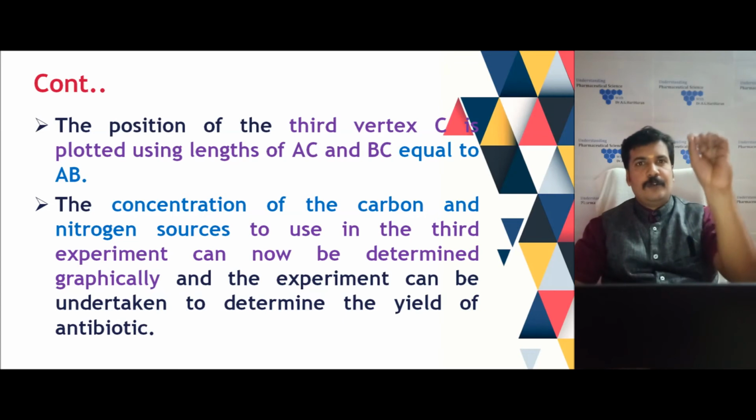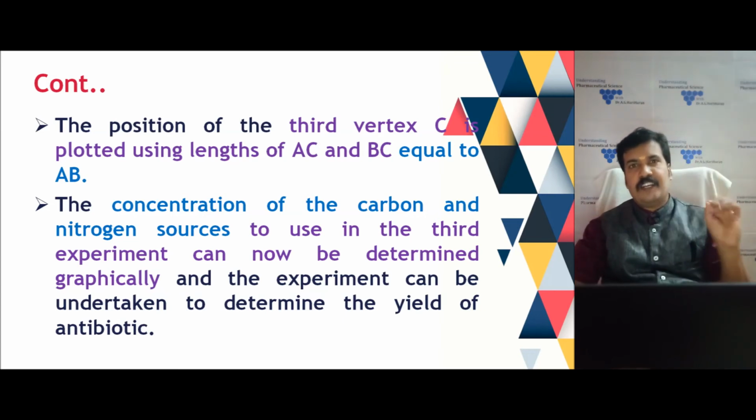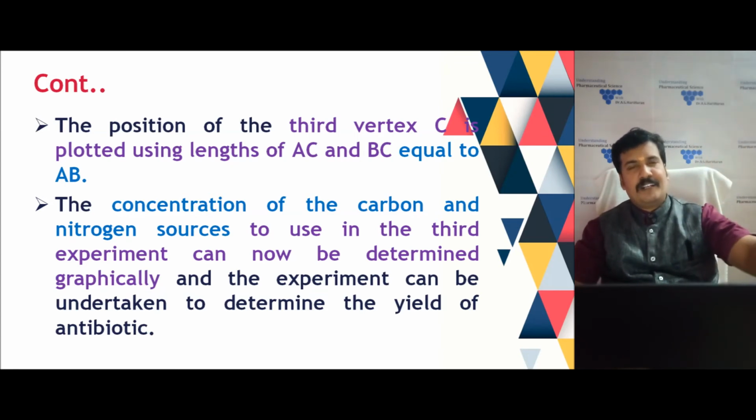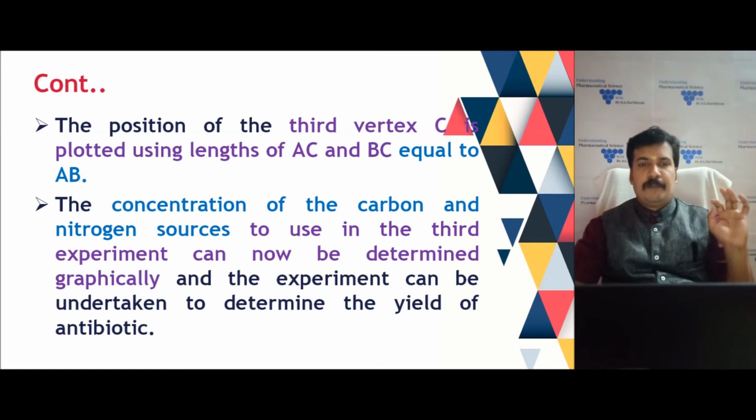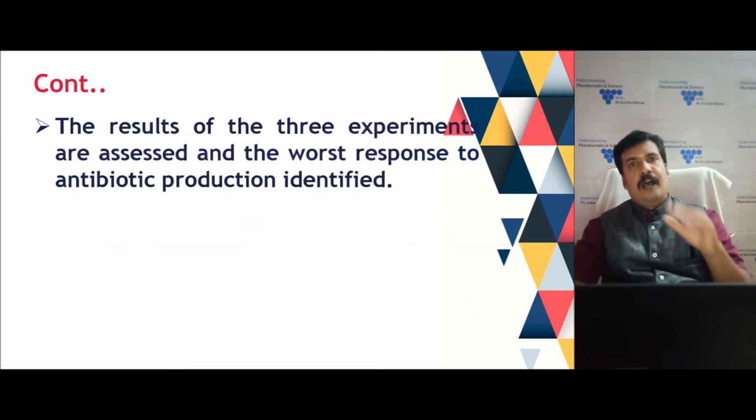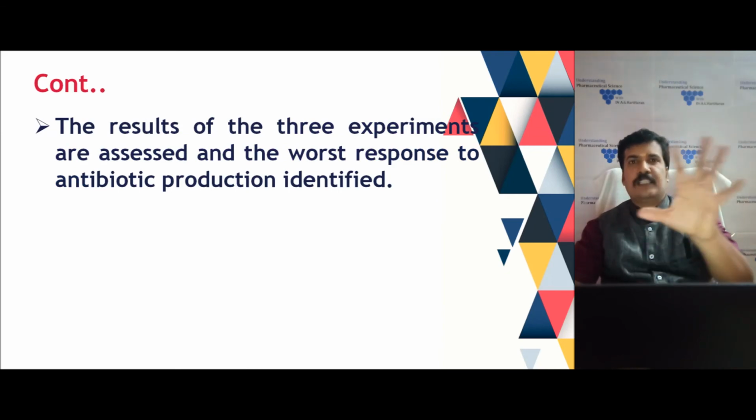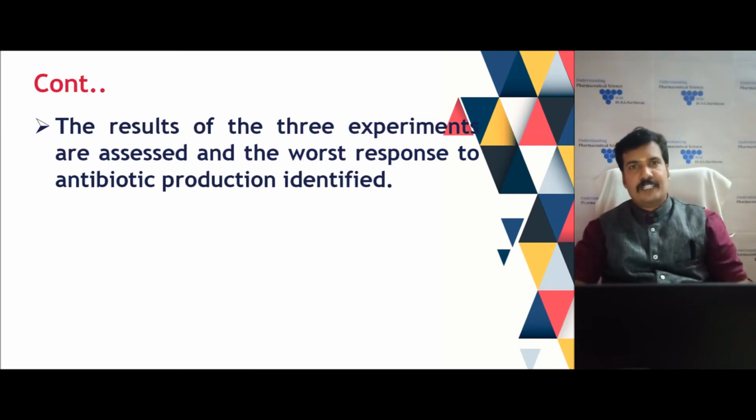At this new experimental condition, we have a different concentration of carbon and nitrogen. So I will prepare a media, perform an experiment, then assess the antibiotic concentration, right? Next, I am analyzing the results of these three experiments. At point A I have experiment A with a particular antibiotic yield. At point B I have performed experiment B, which has a particular antibiotic yield. At point C I have experiment C, which has a particular antibiotic yield.